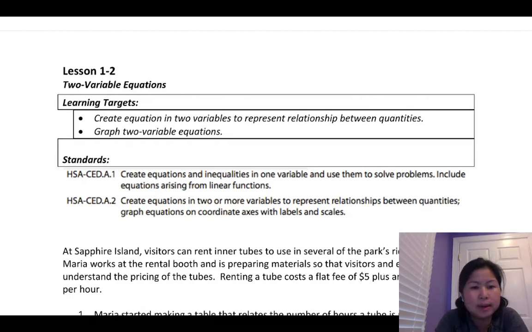So for those who were absent last Thursday, you missed the summative 0.4 and 0.5 summative. Quarter one ends this week, so if you want to retake that summative, just let me know. You don't have to retake everything, but you can tell me which objective you want to retake.